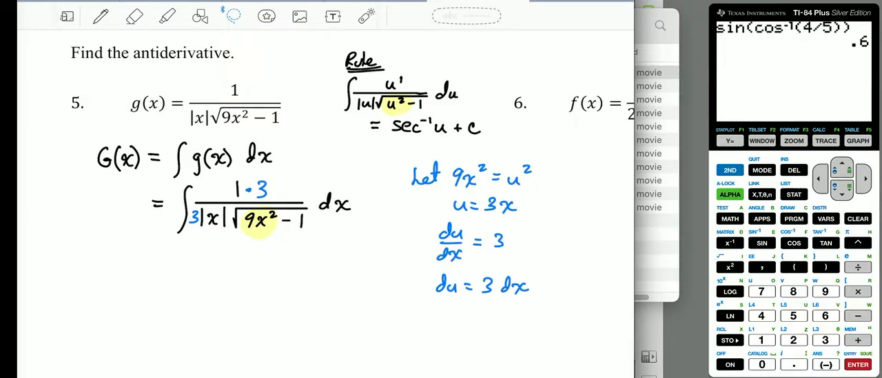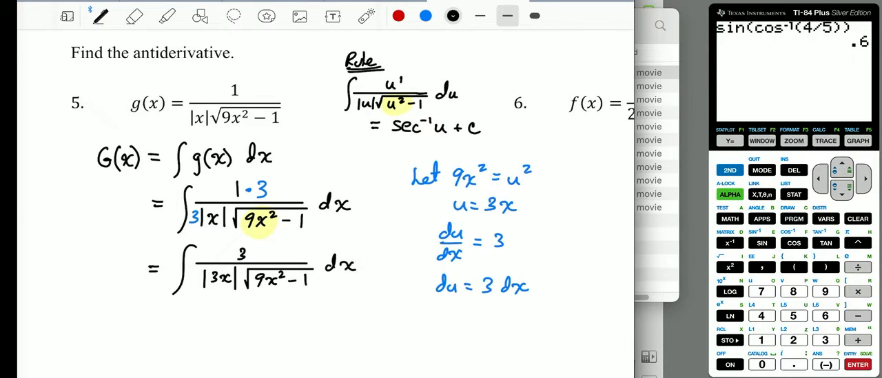I can clean this up a little bit and make it 3 over the absolute value of 3x times the square root of 9x squared minus 1 dx. And so we'd be in pretty good shape now, because I can make my substitutions pretty easily. That 3 can multiply into the absolute value because it's a constant multiple. The x is the one that we're concerned about being either positive or negative.